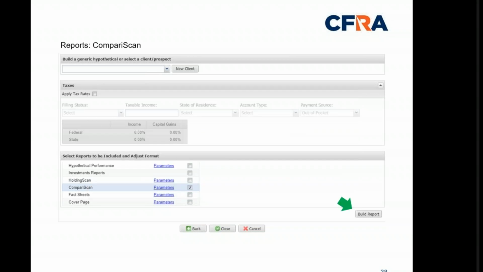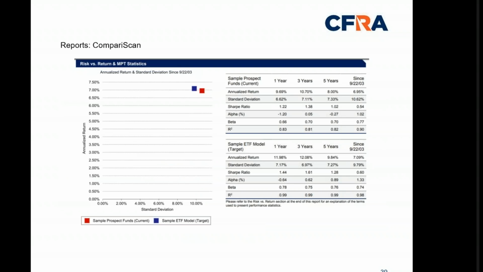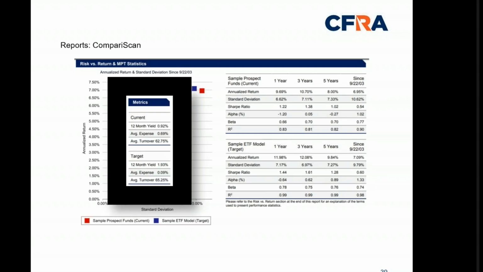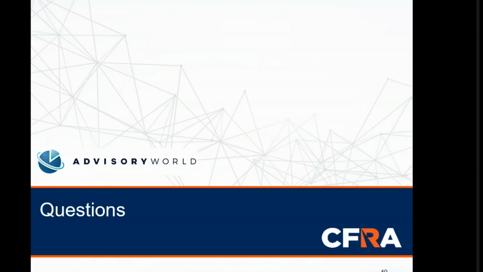Click Save, generate the report, and the output looks like this, where the two portfolios are comparing against each other with some additional S&P or MPT stats for 1, 3, 5, and since inception as well. You'll also see the metrics for both current and target, side by side without a direct comparison.